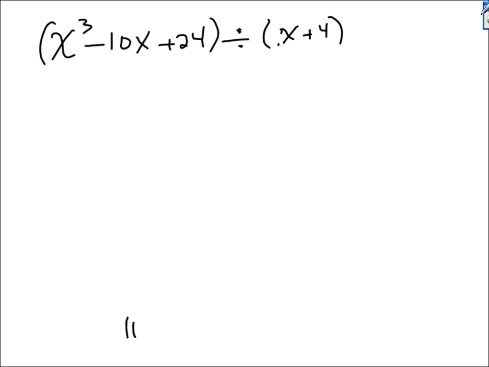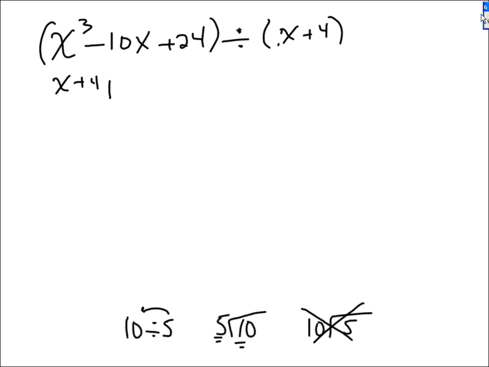Now, if you had, say, 10 and you wanted to divide by 5, well, either that means 5 into 10 or it means 10 into 5. I'll give you a hint, it's not that one. You reverse the order. The 5 comes first, then the 10 comes second. That is, we want to do x plus 4 into x cubed minus 10x plus 24. That's what we want to do, except we're not going to do it the way it looks.